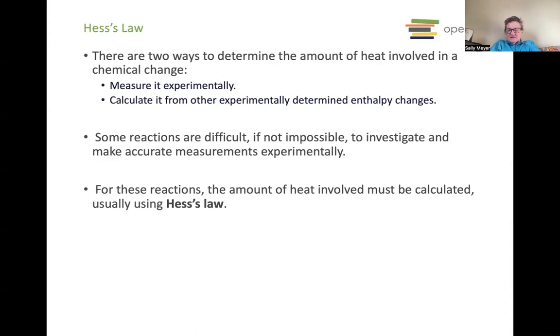So there are 2 ways to determine the amount of heat involved in a chemical change. You can measure it, or you can calculate it using Hess's law from other experimentally determined enthalpy changes. So some reactions are difficult, if not impossible, to investigate with measurements. And so Hess's law makes it possible for us to combine known values.